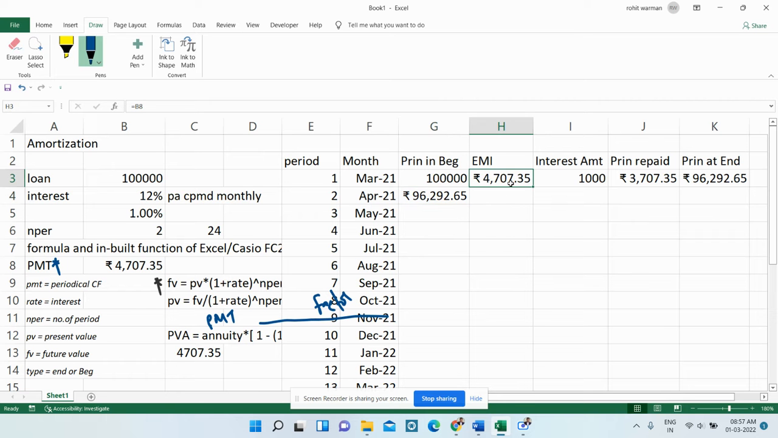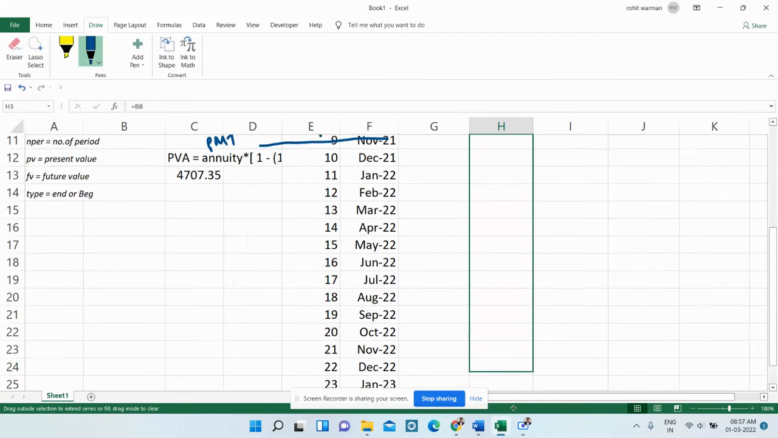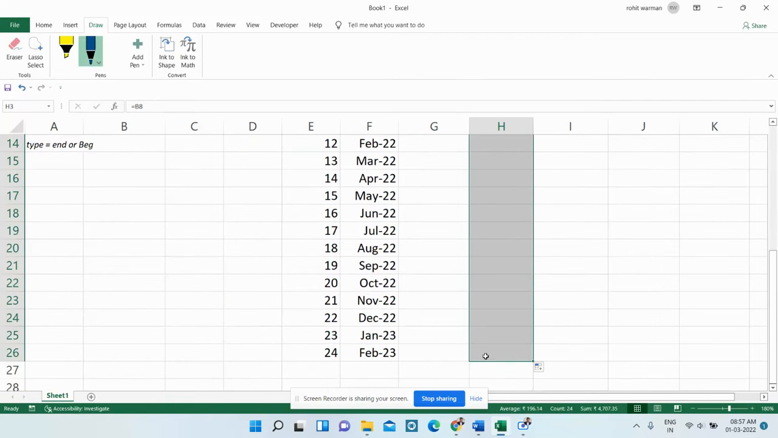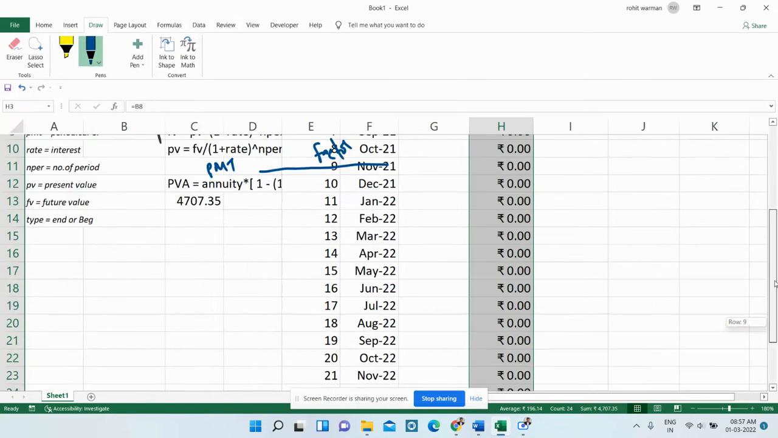Now remember, the EMI will be the same only. The Excel function I'm using again is the absolute reference, which is function key F4. We made it absolute so that it always takes this value. Now one thing is sure, there is no change in the rate, so this is going to be the same only. So I'll complete this.